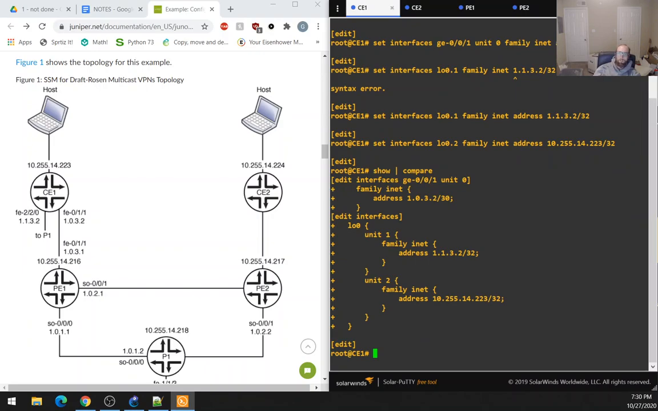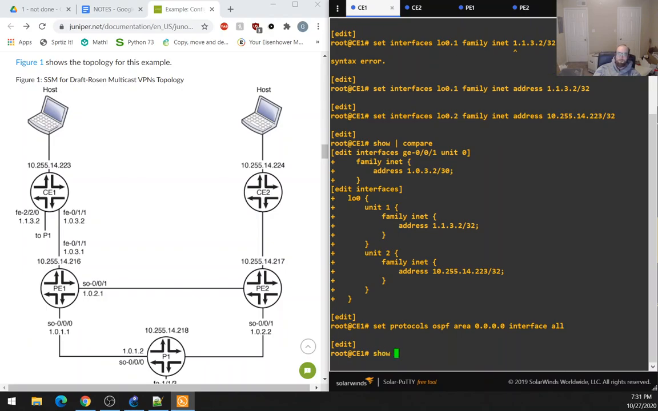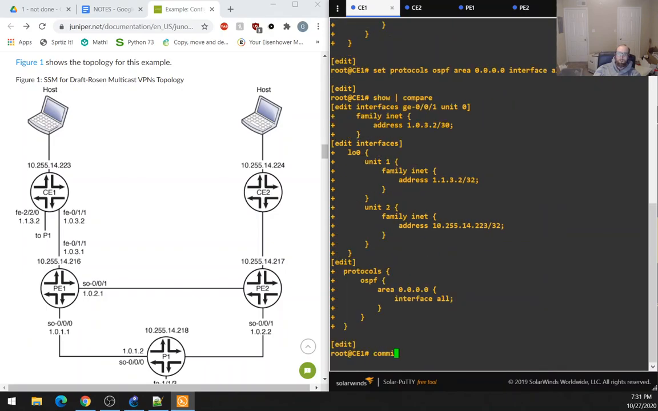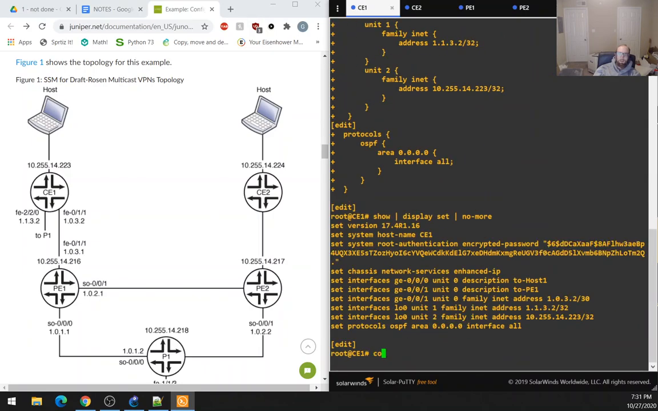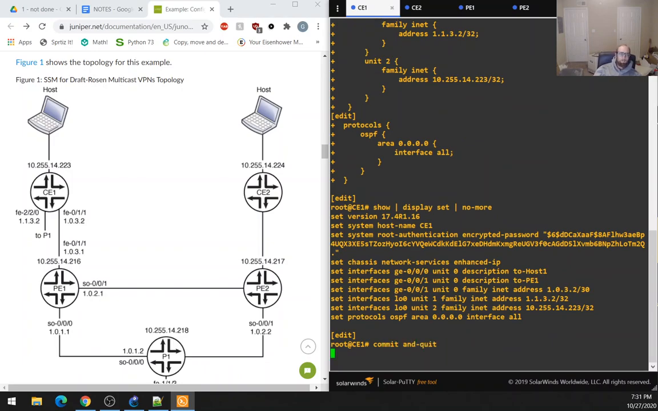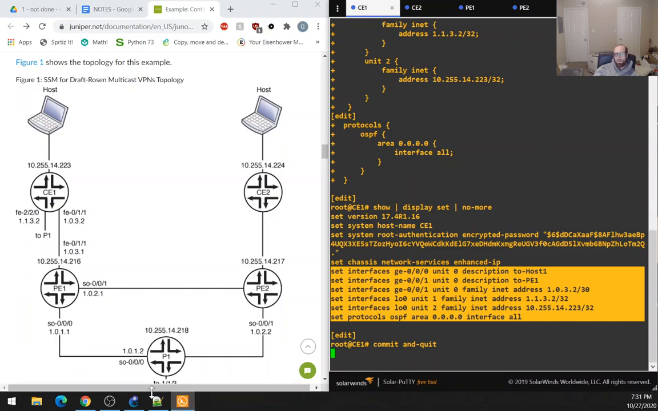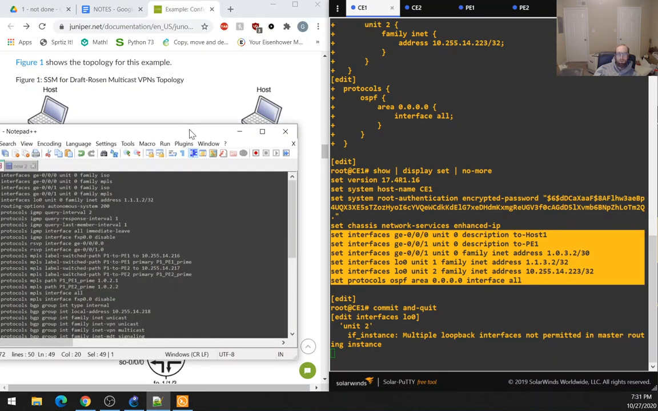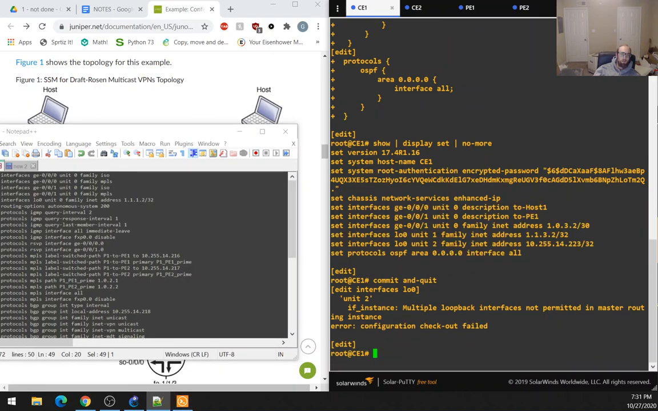Okay, and then the last step is going to be to enable protocols OSPF. Okay, so that looks good to me. Let's see if we can make it easy on ourselves on the other side. Oops, so multiple loopback instances not permitted in master routing instance. So we can just put more than one IP on unit 0.